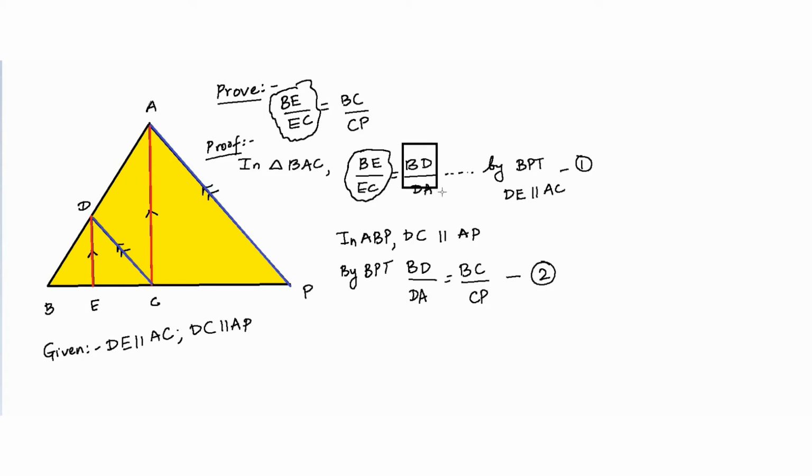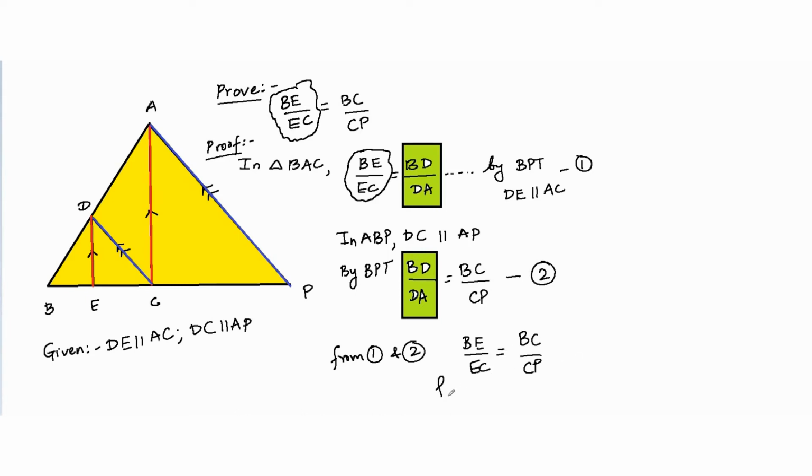Now you will notice that BD upon DA is the common term in both these equations, right? And hence, from 1 and 2, I can conclude that BE upon EC is therefore equal to BC upon CP, and this is what we had to prove, hence proved. This is exactly what I had to prove, and hence choosing the right set of triangles and writing the right BPT equations quickly gave me the result. So again, pausing for a minute before I move on to the next one.